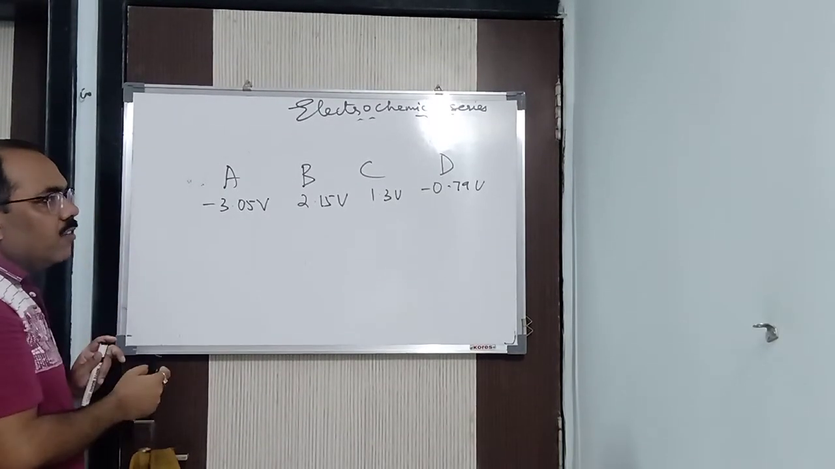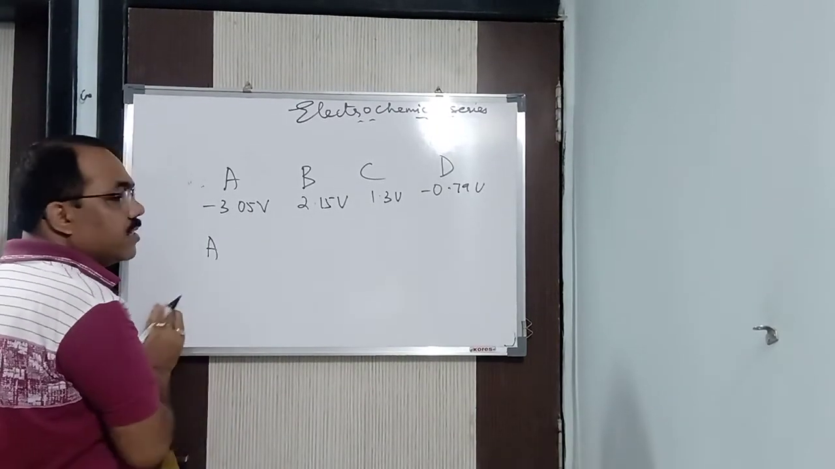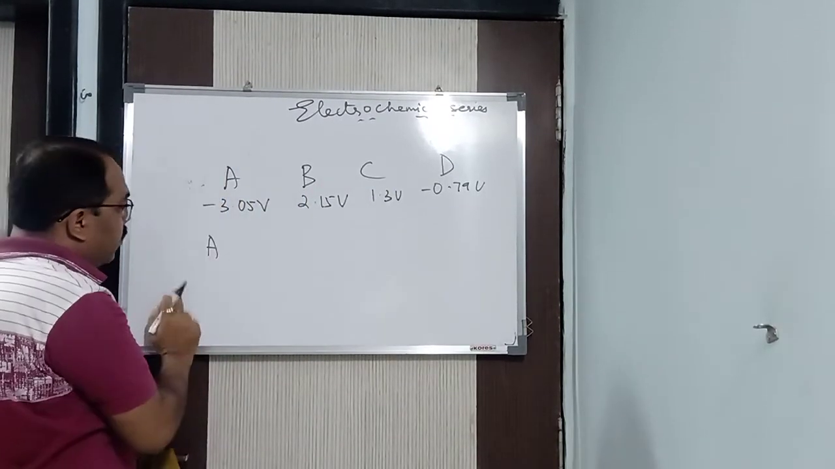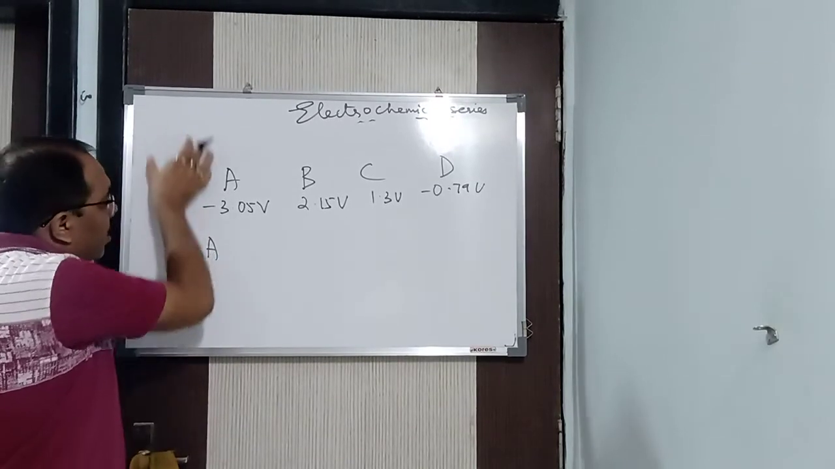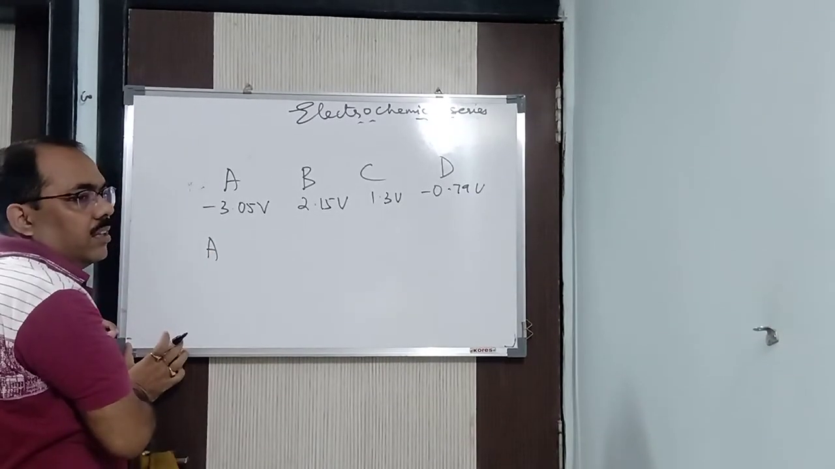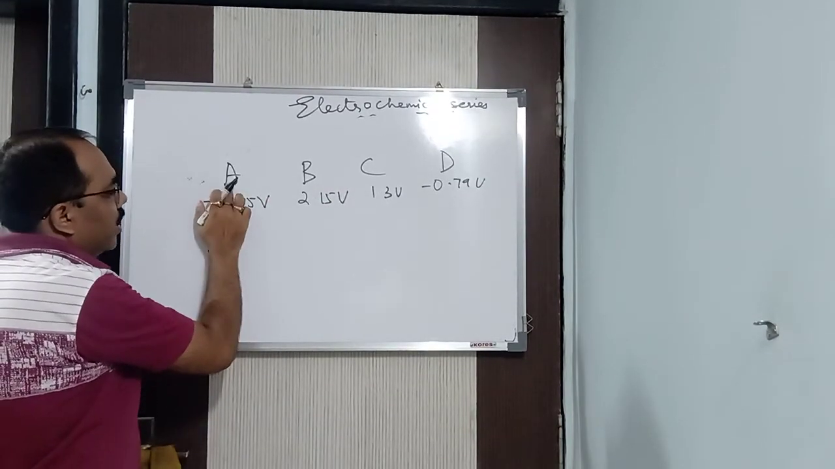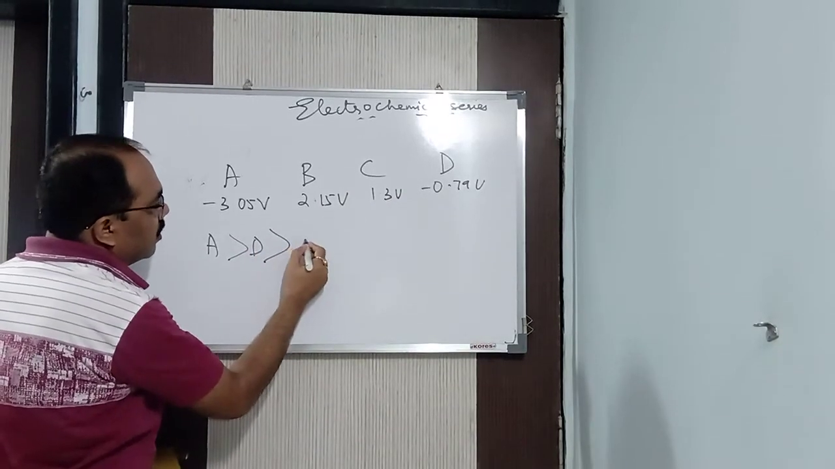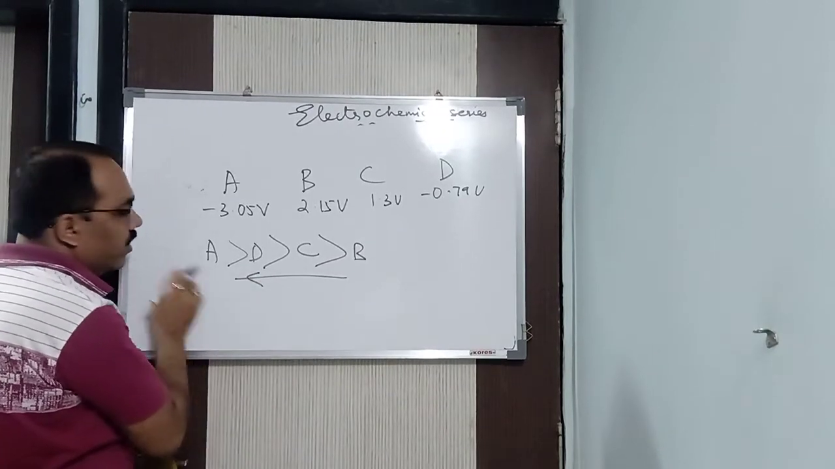So here, in negative, which is the maximum? A is the maximum. So A is the most reactive. After that, what do we get? The electrochemical series is arranged in the increasing order of the reduction potential. The same order is your reactivity, from negative to positive. Why it is so, I am going to tell you the reason. First, let me tell you this answer. So it is A, then after that D, then after that C, and after that B. So this is your increasing order of the reactivity.